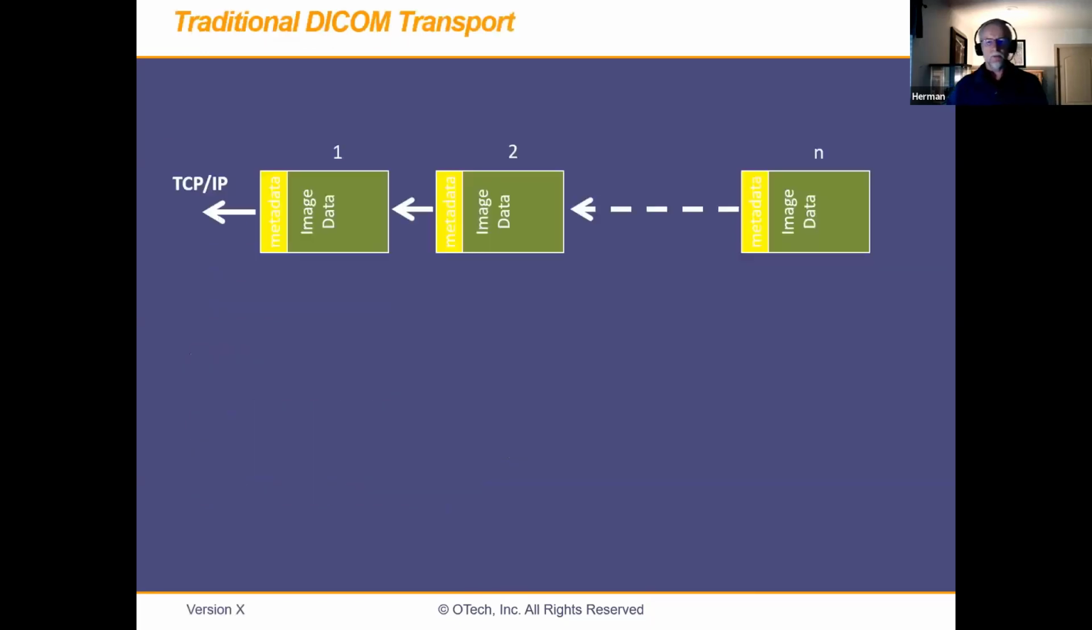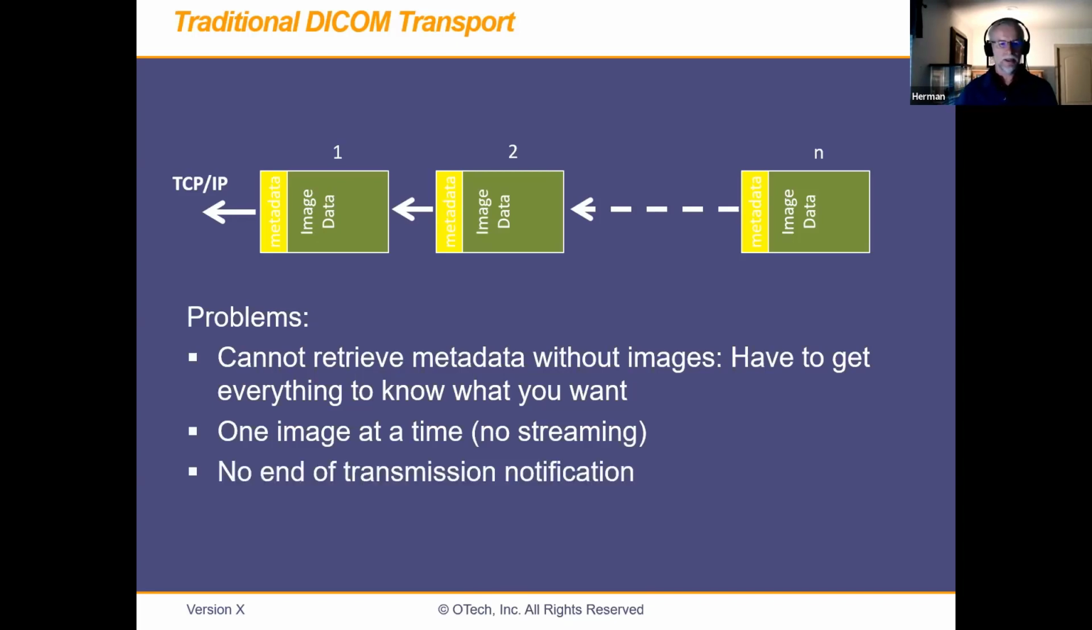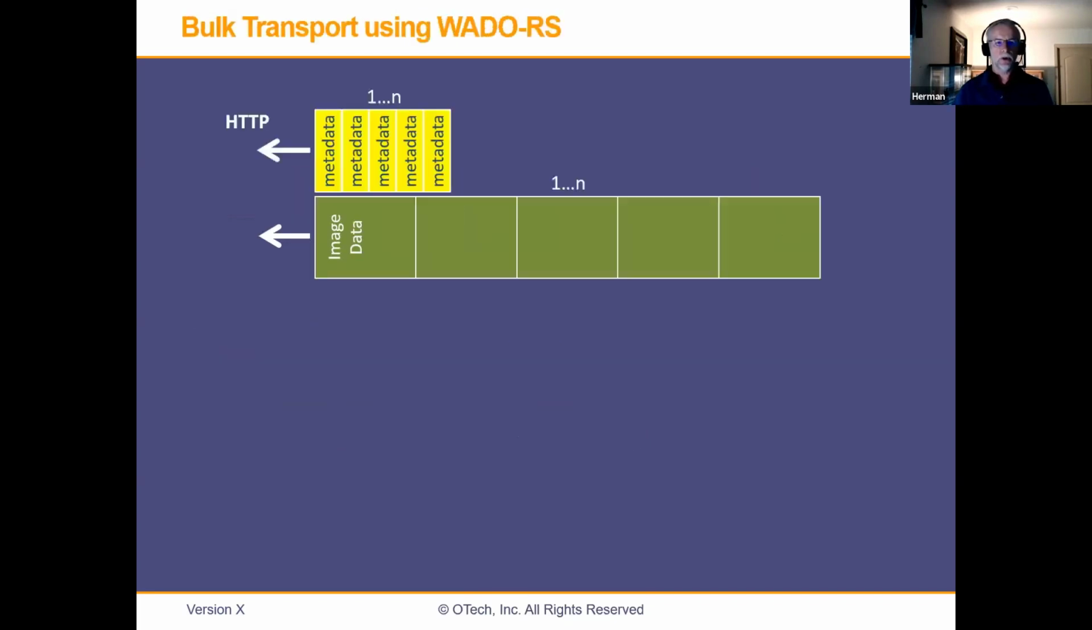So traditional DICOM transport: image header, pixel data, image header, pixel data, image header, pixel data, right? We cannot retrieve the metadata on one image at a time. We cannot stream the data. That's another thing we want on the internet. No end of transmission notification. And we need special ports and protocols.